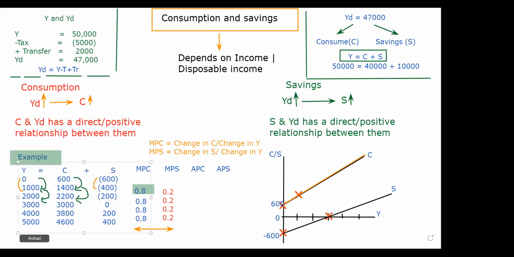So what is the conclusion we can come to here? MPC and MPS do not change with income. So if your income increases or decreases, that is not going to affect MPC and MPS. Is that part okay? Yeah.